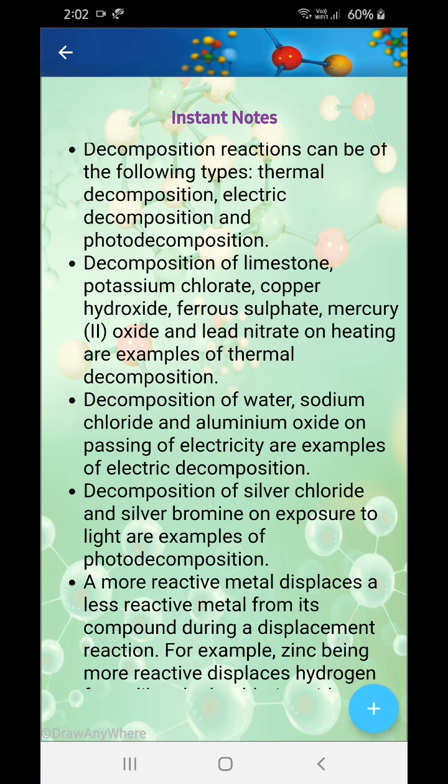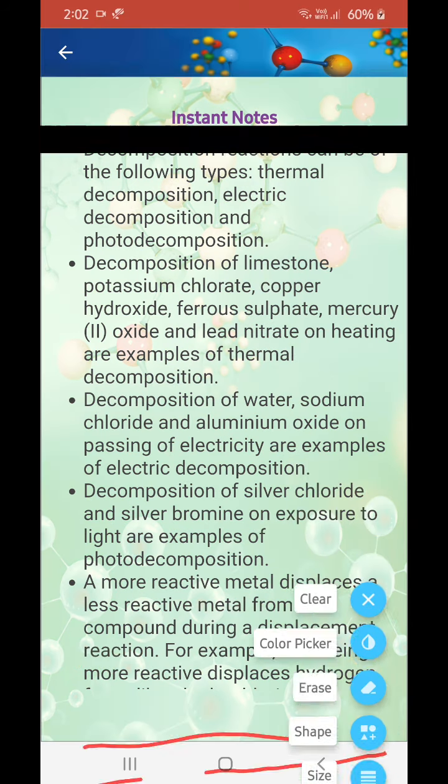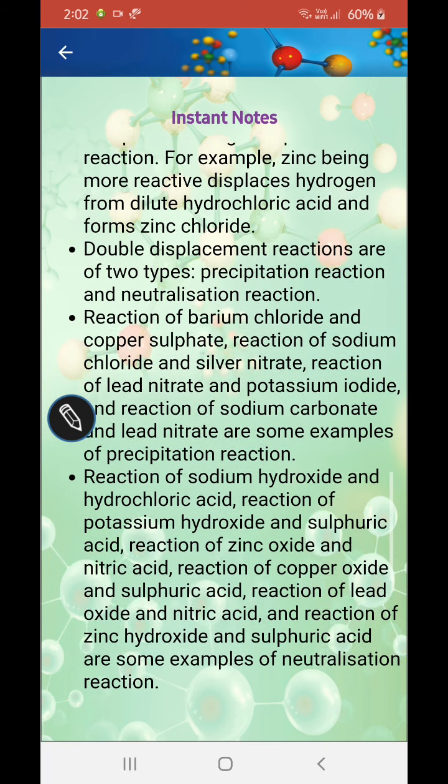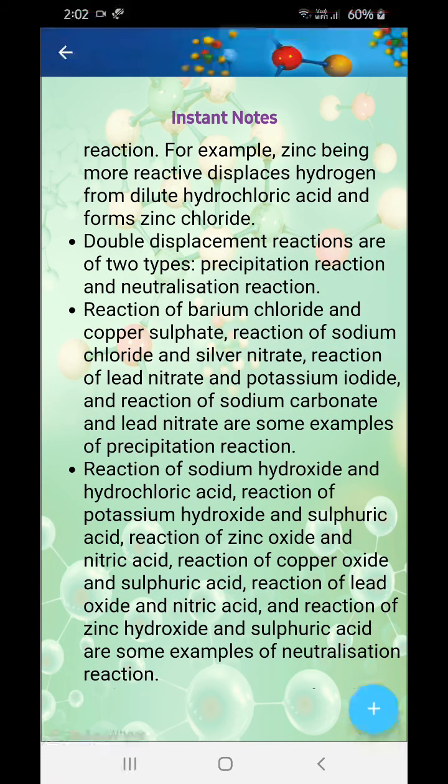The more reactive metal displaces the less reactive metal from its compound during a displacement reaction. This is what I told you. For example, zinc displaces hydrogen from dilute hydrochloric acid to form zinc chloride. Now, double displacement reactions are of two types: precipitation and neutralization.